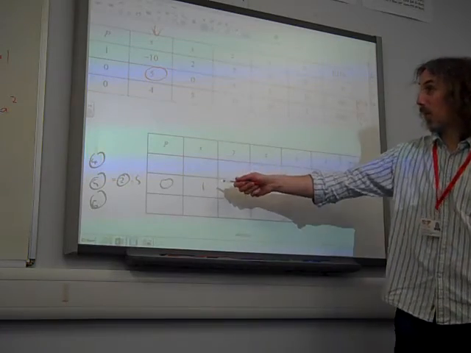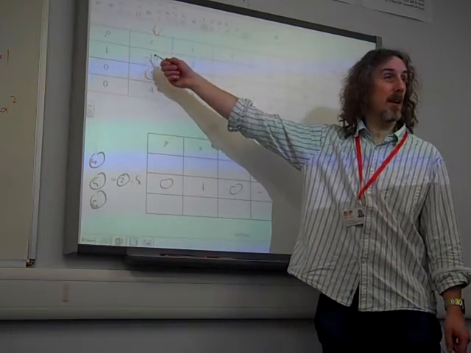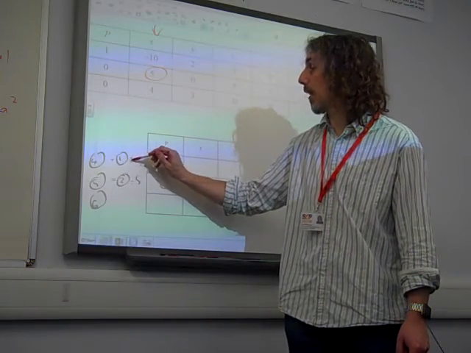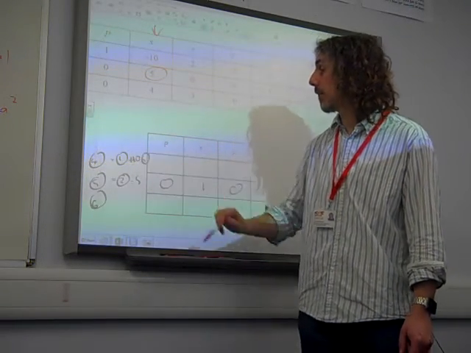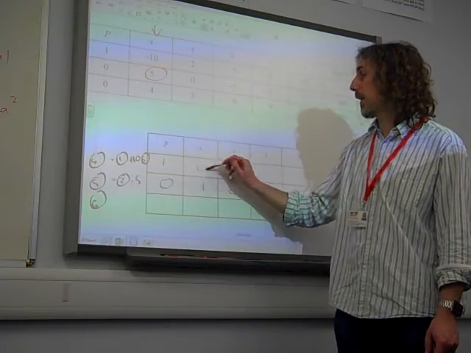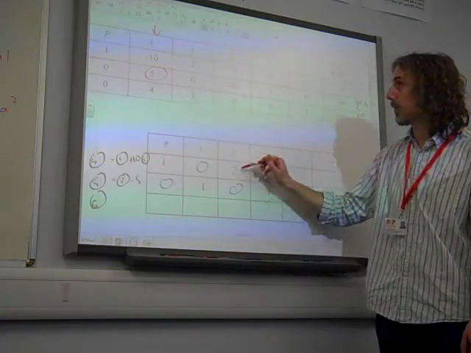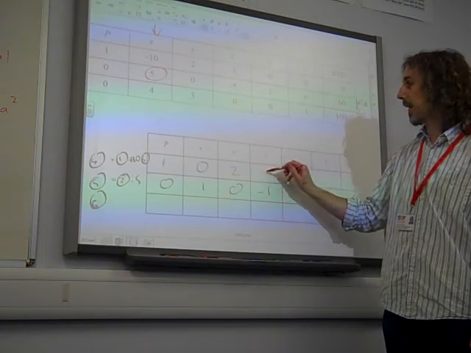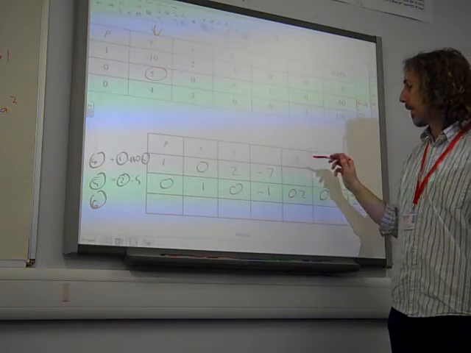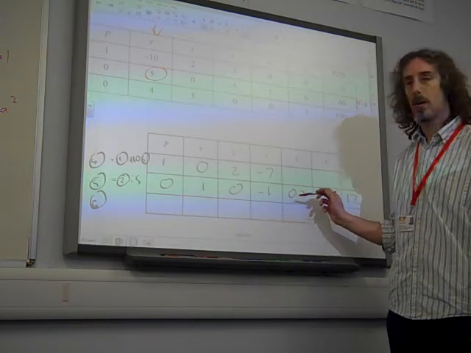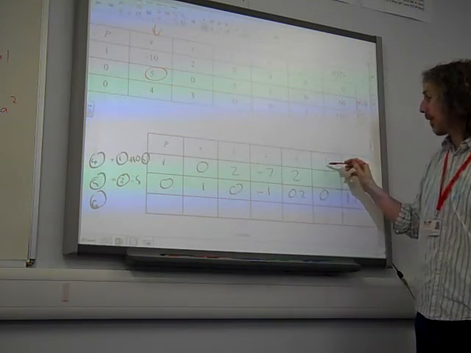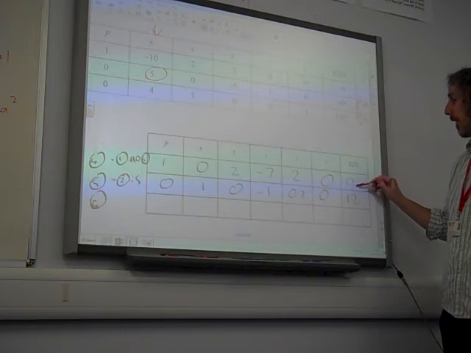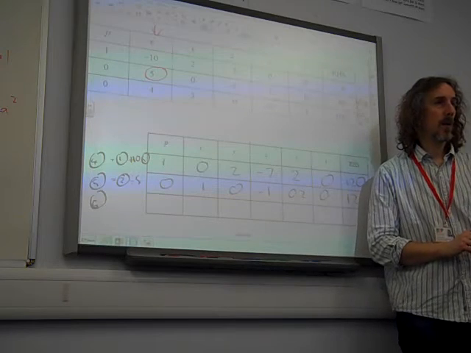I need to use that 1 that I've just generated to make that into a 0. So row 4 is going to be the original row 1 plus 10 times row 5. That gives me a 1 there, 0. 2 plus 10 zeros is 2. 3 plus 10 minus 1s is minus 7. 0 plus 10 0.2s is 2. 0 plus 10 zeros and 0 plus 10 12s is 120.